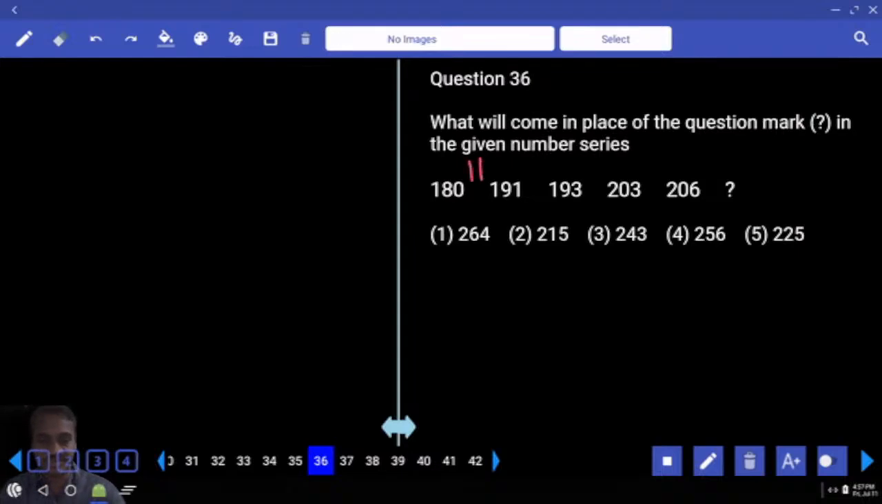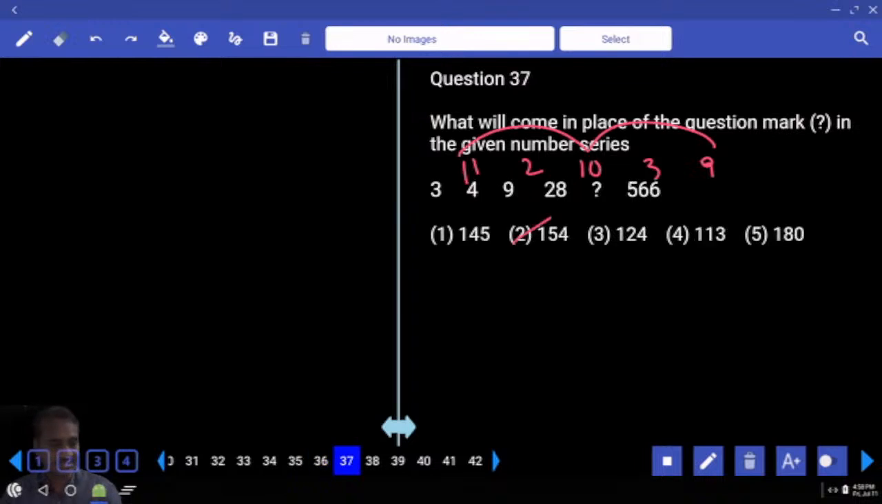The difference is 11. Next difference is 2. Next one 11. Next one 3. Next one 10 comes. Differences: 11, 2, 11, 3, 10. Here the difference is so much 2, here 10, here 3. 11, 10, 9. 206 plus 9. How much? 215, choice 2.